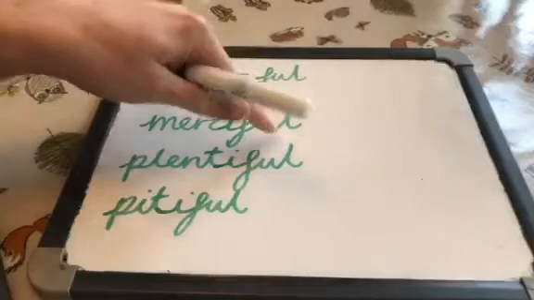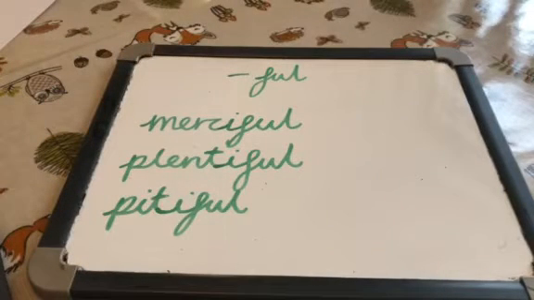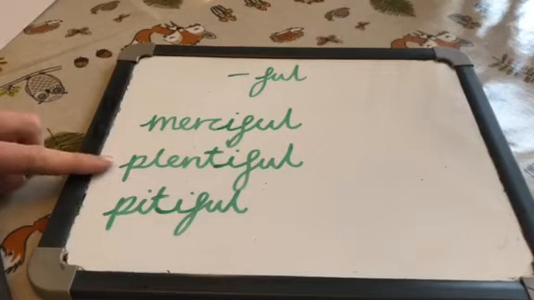So remember, when we add our full, it literally means something is full of something, it has something. So we've got merciful. Merciful means to be full of mercy. Someone who is merciful is willing to be kind to and forgive people who are in their power. The red team were not going to be merciful to the blue team. They weren't going to be kind to them. Plentiful means having lots of. The harvest was plentiful last week.